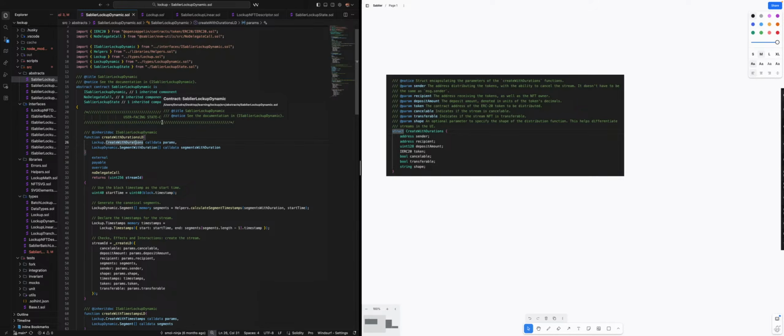It's just the params basically. Create duration lockup dynamic wants two things, which is lockup create with duration, which takes the address of the sender, recipient, deposit amount, the amount deposited denoted in units of the token's decimals, the token, cancelable, transferable, which indicates that the stream is transferable, and string.